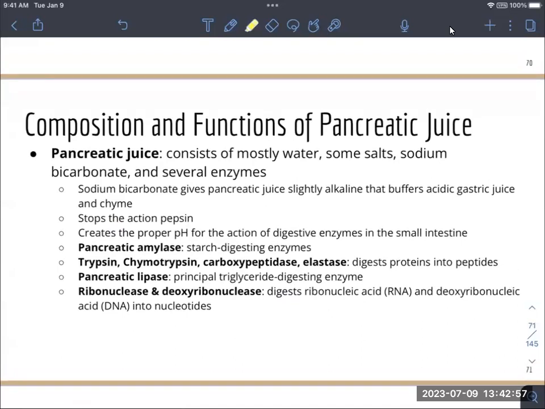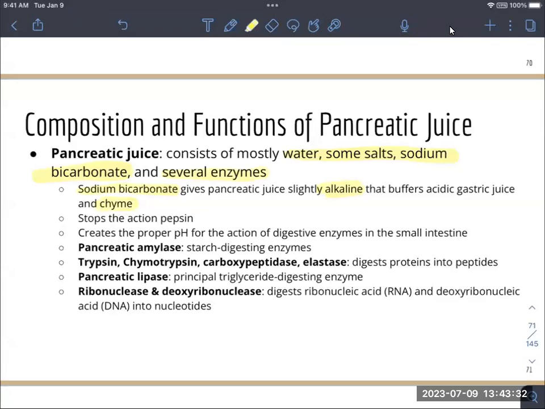Well, there's some water, salts, sodium bicarbonate. There's a reason for bicarbonate. Think how acidic those gastric juices are from the stomach. We need to neutralize it. And then there's several enzymes. So that bicarbonate makes that pancreatic juice more alkaline because we need to buffer the acidity of that chyme coming out of the stomach.